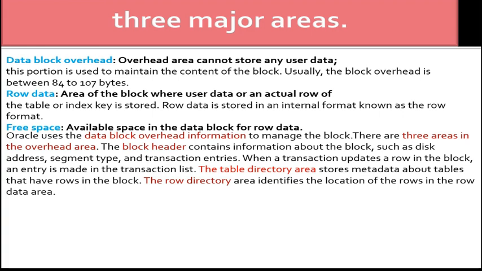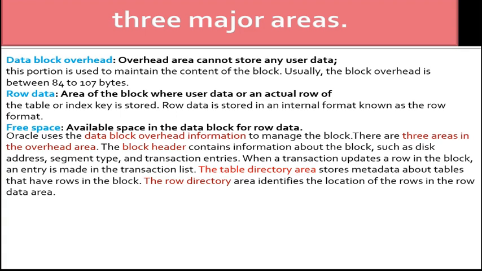Raw data is the area of the block where user data, or an actual row of the table or index key, is stored. Raw data is stored in an internal format known as the row format. Free space is the available space in the data block for row data. Oracle uses the data block overhead information to manage the block. There are three areas in the overhead area.